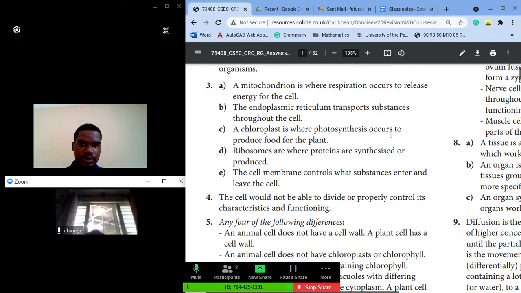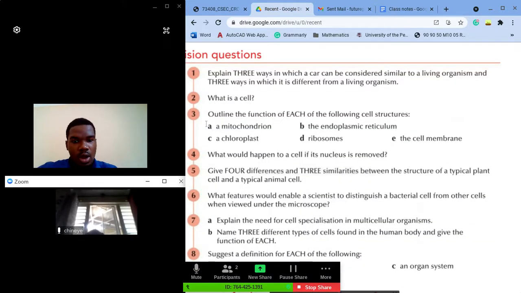All right. Have you written down the different definitions? Yes, sir. All right. Let's look at the fourth question. It says, what would happen to a cell if its nucleus is removed? I'm not even going to show you the answer yet. I want you to think about yourself. What would happen if your brain was removed, Shanae? Because the nucleus is like the brain. So what would happen if your brain was removed? Is your brain removed? That's a joke.